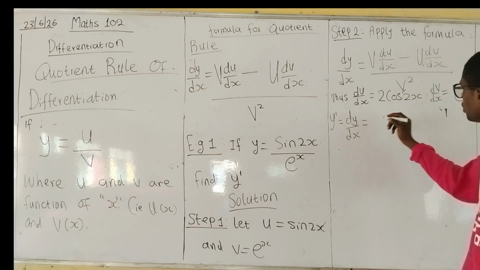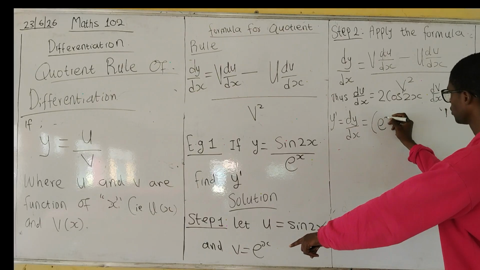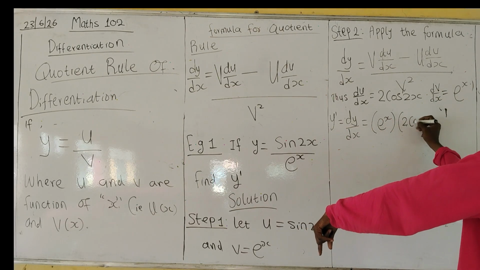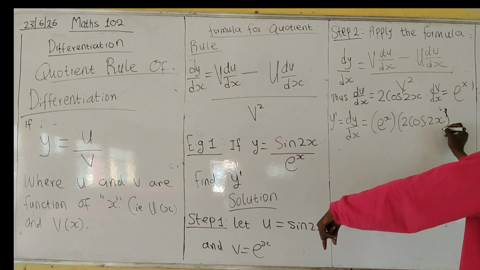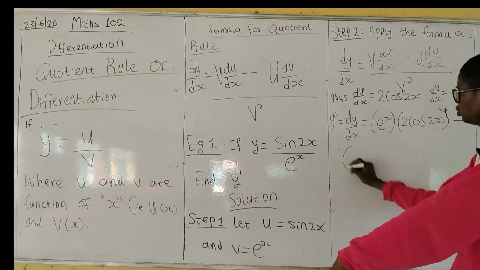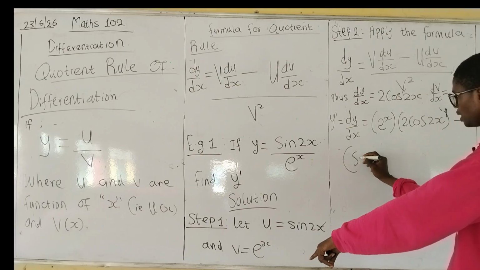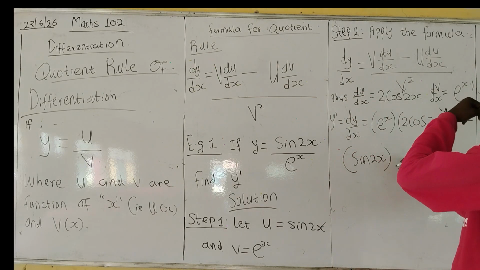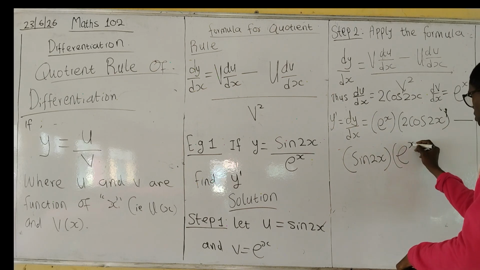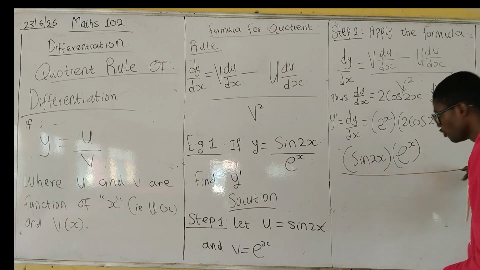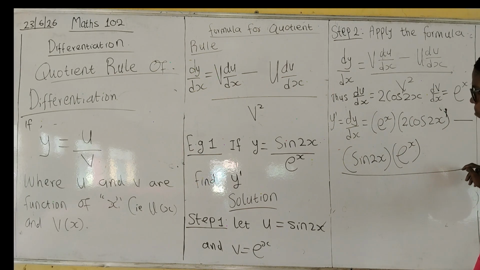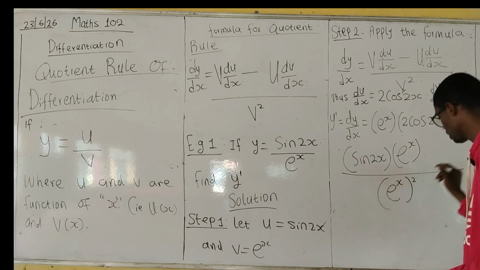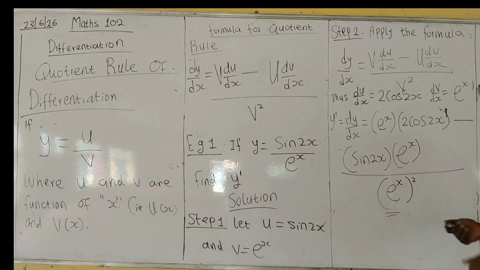What is v now? We say v is exponential x. What is du/dx? 2 cos 2x, right? Minus, what is u? Sine 2x. What is dv/dx? Exponential x. Are we there? Over what? v. What is v now? Exponential x. So you square it. So this is like the final answer if we want.